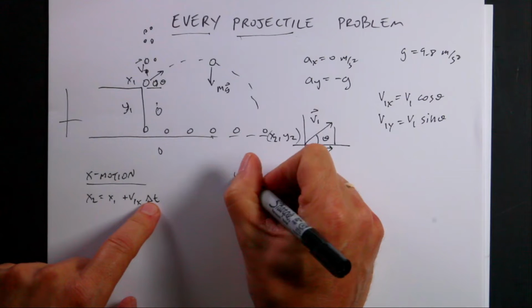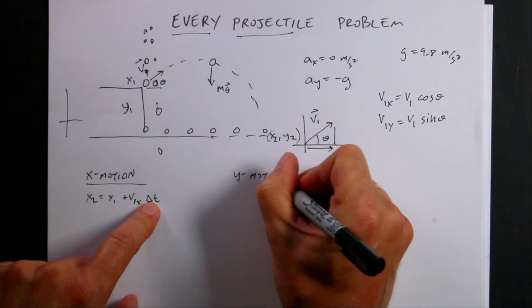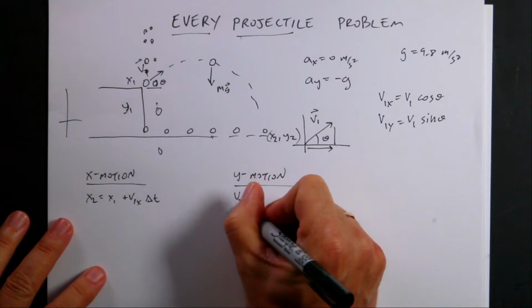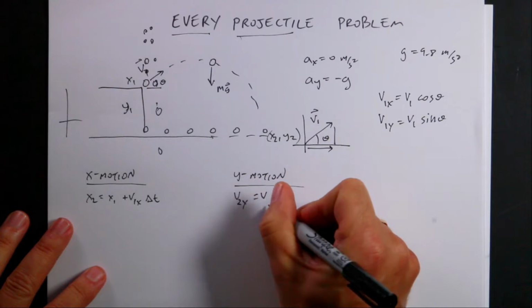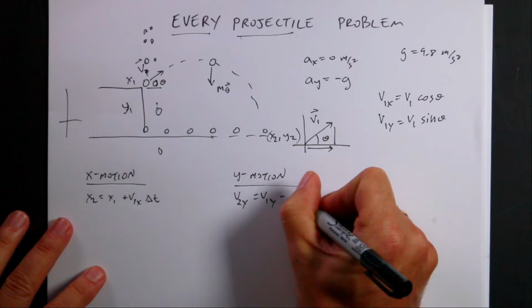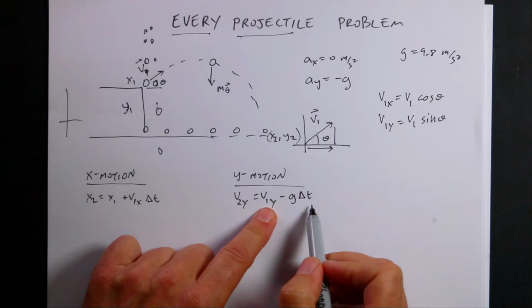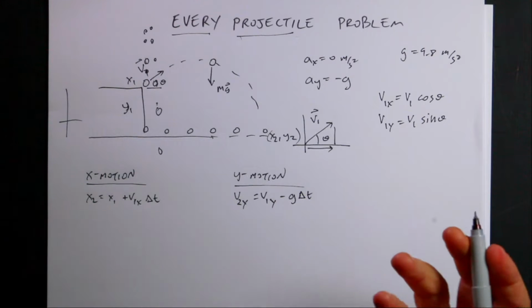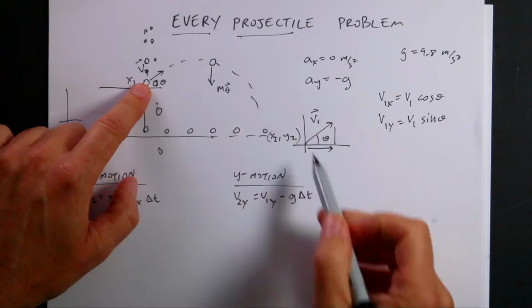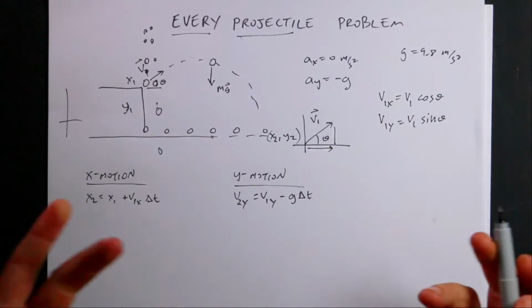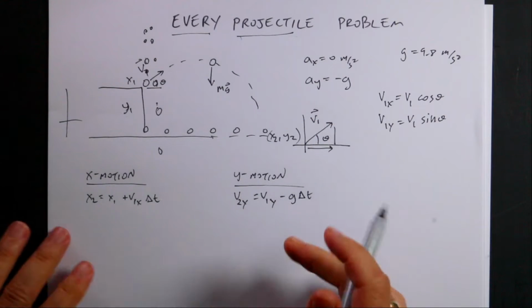So I can look at the y motion, and I get the following. I'm going to write down all the y equations. v2y equals v1y minus g delta t. That tells me how the velocity at the end of some time interval, which I don't know, right? But maybe I want to know where it is at the highest point. Well, I know v2y is 0 up there, so I could solve for t. So there's a whole bunch of problems like that, and we're going to get into those.